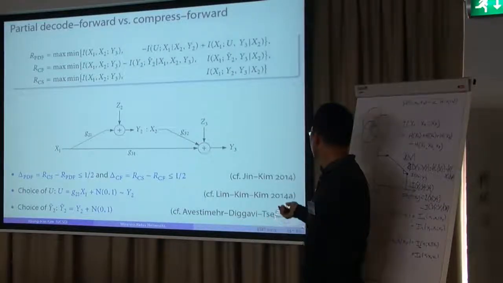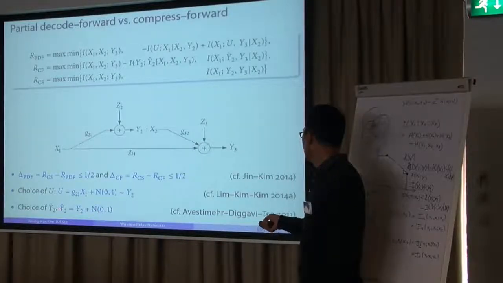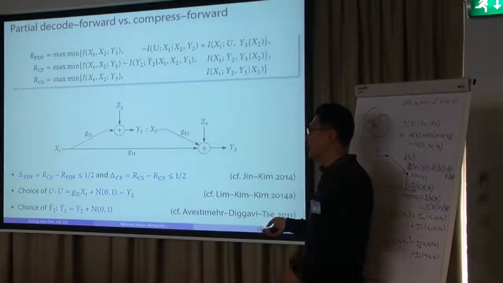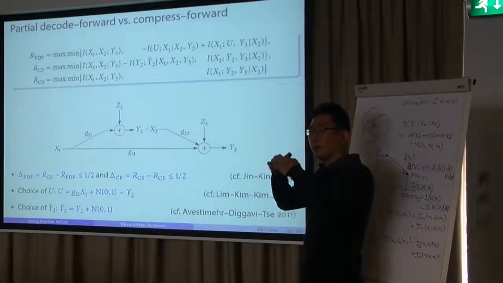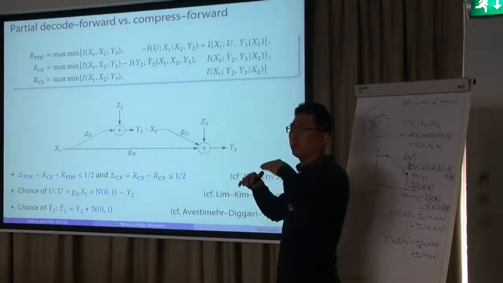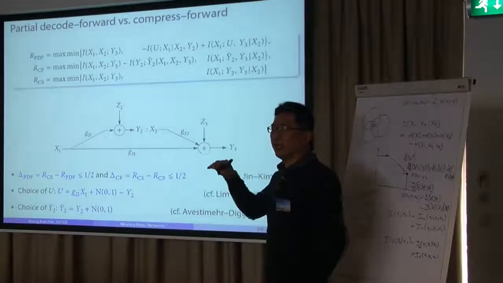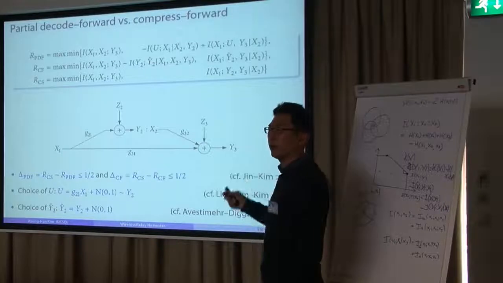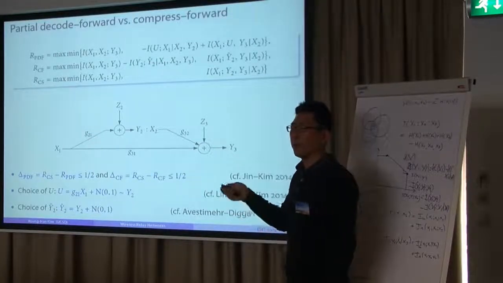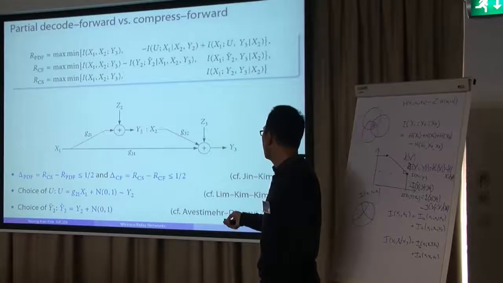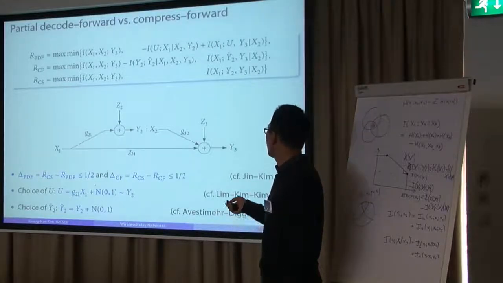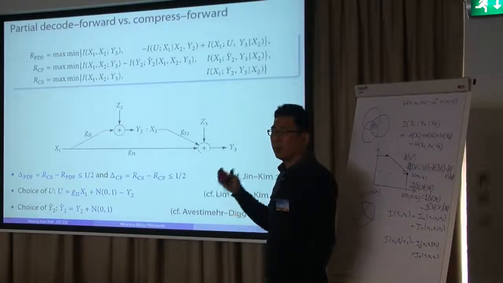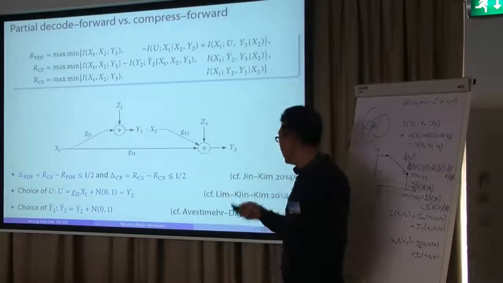So the right balance was found by Avestimehr, Diggavi, and Tse. We simply quantize Y2 at the level where the noise power is the same as the quantization noise power. So the channel noise has the same statistical behavior as the quantization noise. Then we are losing a little bit here and a little bit here, but not very much when you look at both terms. So by these choices, we can easily check that the gap between the cut-set bound and partial decode-forward and compress-forward is bounded by 1/2 per transmission.